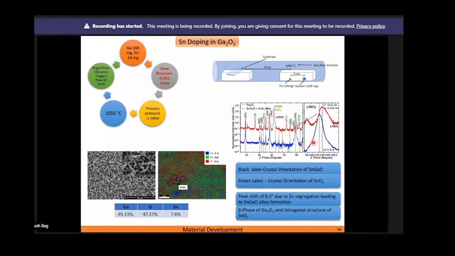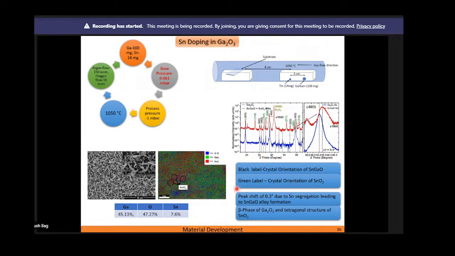And this blue color is the gallium oxide peak, and there is a peak shift. This peak shift means that the lattice, this distance, everything got changed. So that is why we could confirm that this is alloyed. This is not the gallium oxide which we intended to get.